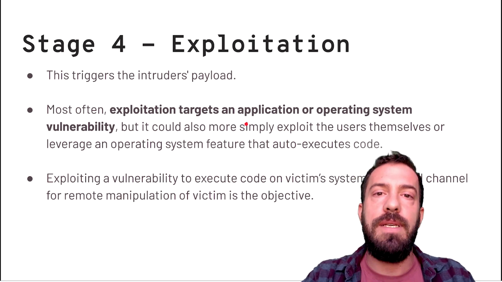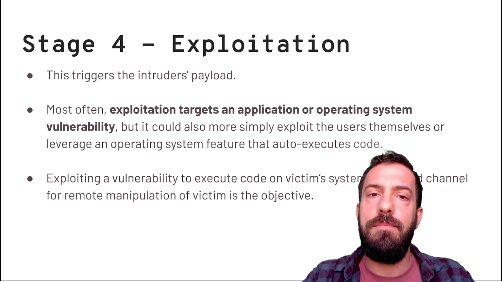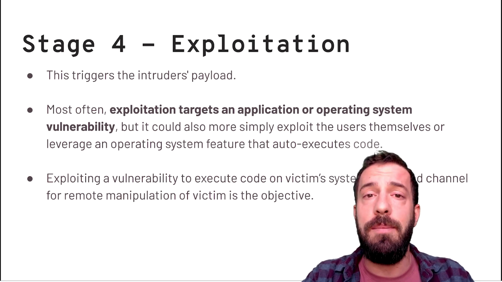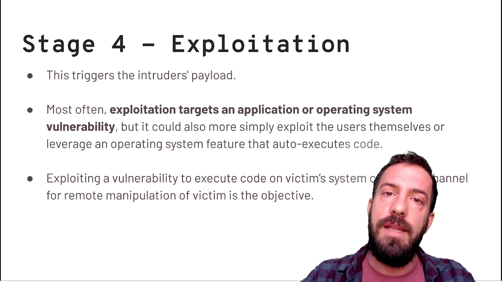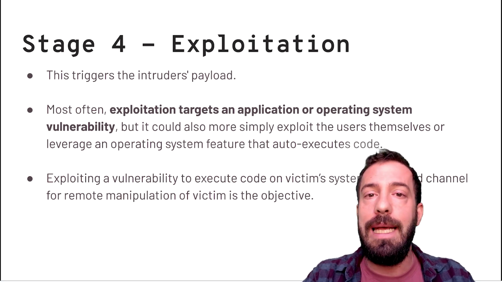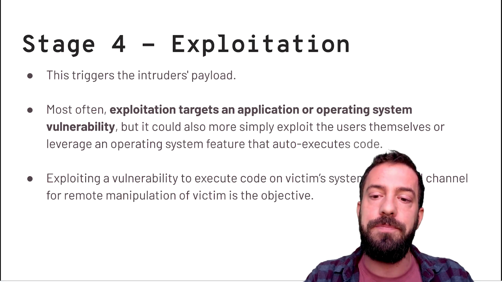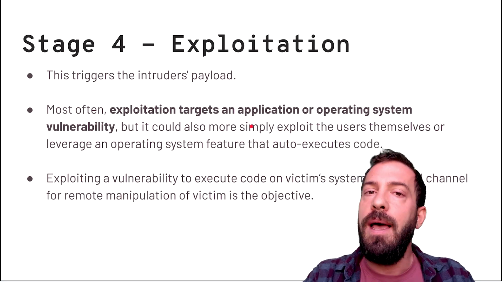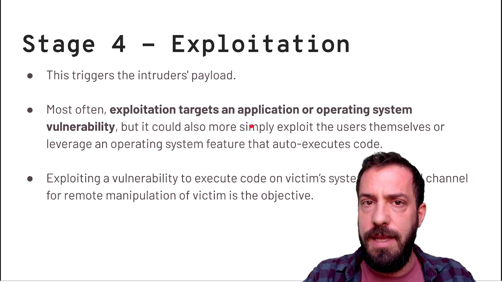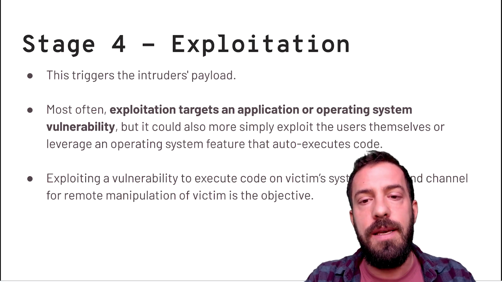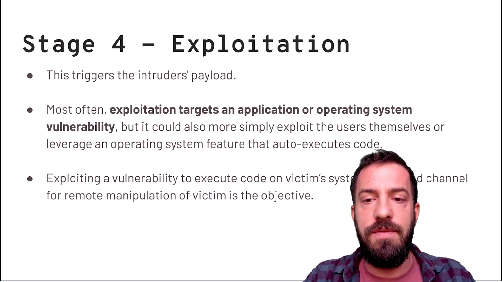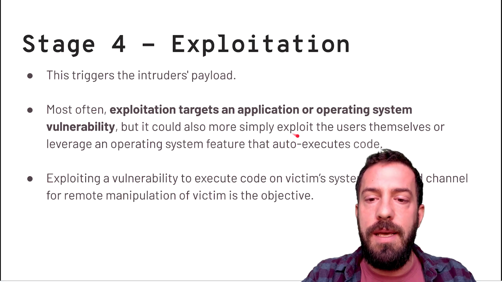For example, the SMB protocol in Windows has a specific vulnerability that, when you send a well-crafted packet, can be exploited, leading to remote code execution. So one way exploitation can occur would be to target the application or the operating system vulnerabilities. Or it could be the user themselves.